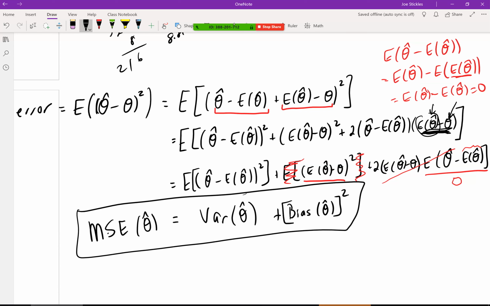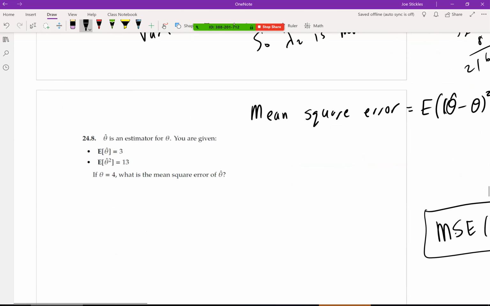Okay? So now I can go back to that original problem armed with this formula and answer the previous question. In this particular one, I'm going to write the formula back over here so we can reference it. The mean square error is the variance plus the square of the bias. So in order to compute the mean square error, I need to know those two pieces: the variance of theta hat and the bias of theta hat.